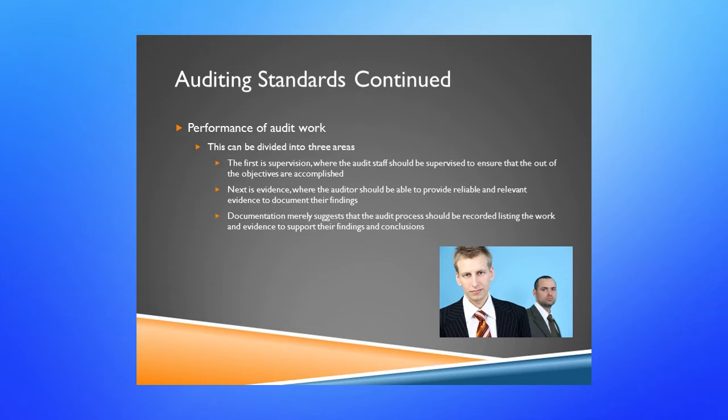Another standard covers the performance of audit work. Now, this can be divided into 3 areas. The first is supervision. That's where the audit staff should be supervised to make sure that they are getting to the objectives and that they are accomplishing the objectives of the audit. That's first line management. Next is evidence. This talks about where the auditor should be able to provide reliable and relevant evidence to document their findings.